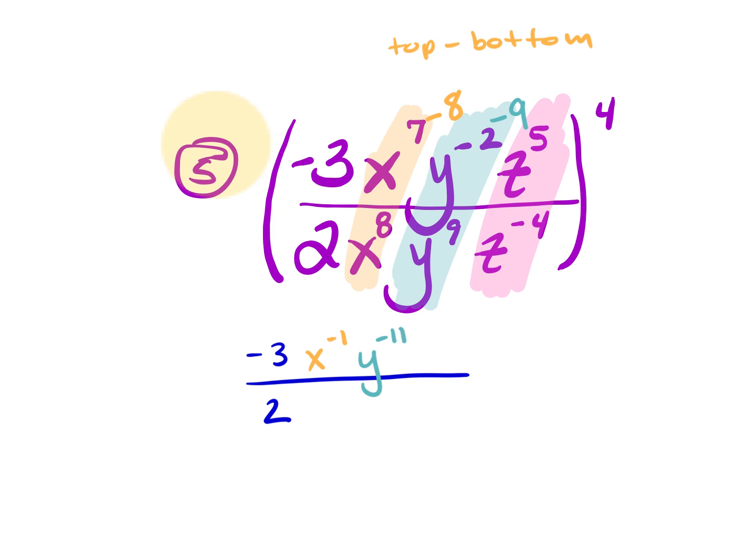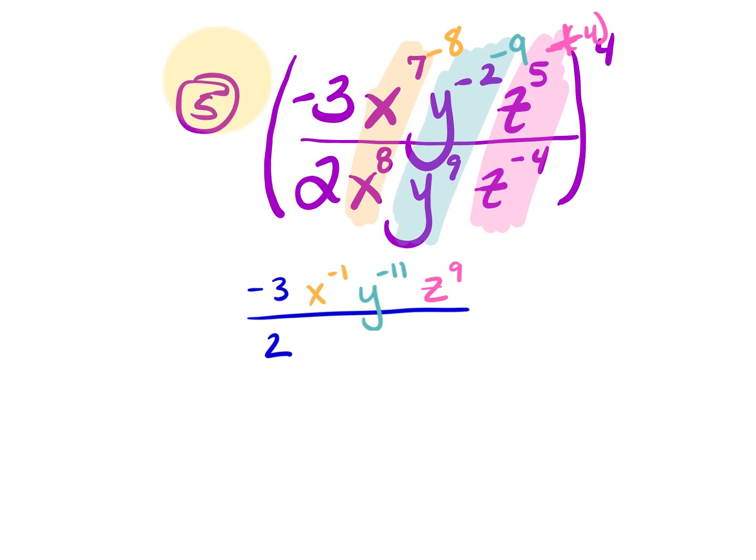And then let's do the same thing with the z's. Top minus bottom. So 5 minus negative 4. What would 5 minus negative 4 be? 9. Awesome. This turns to a plus when you minus a negative. So 5 plus 4 would be 9. So you have z to the 9th power. And this is all still to the 4th power.